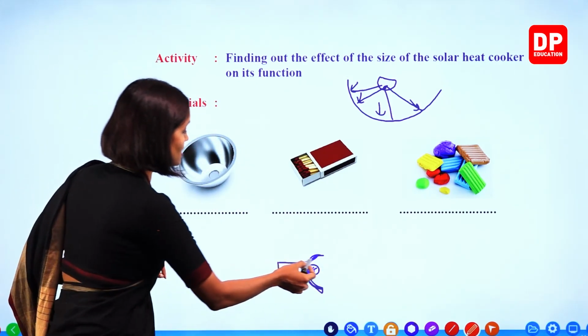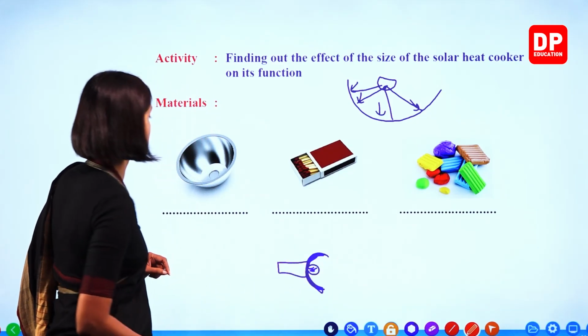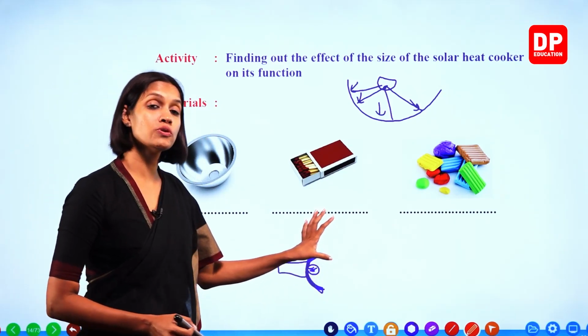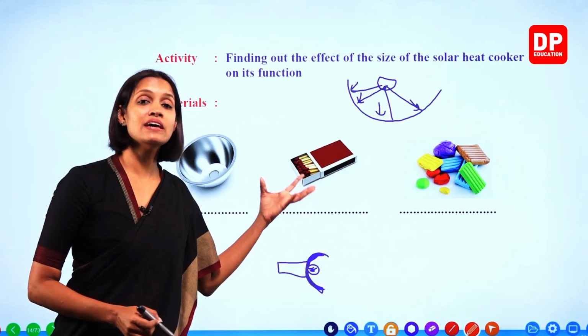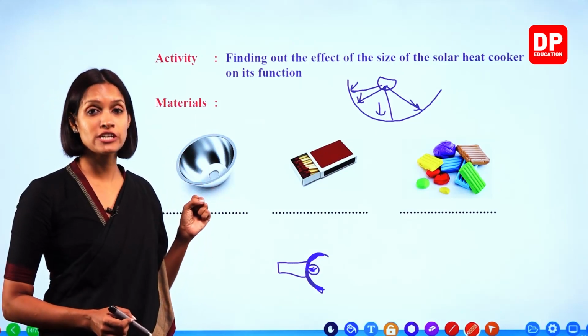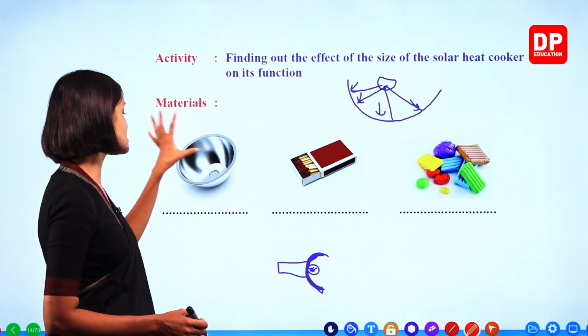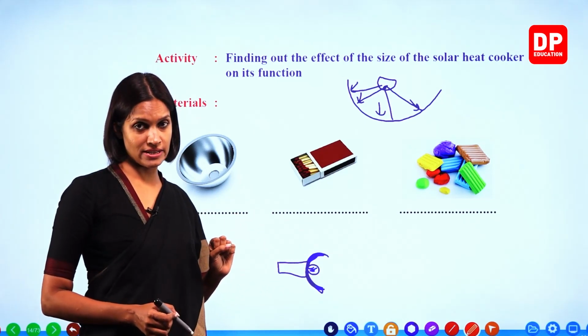Right? So here we are going to use this concave surface or the torch reflector as the solar thermal cooker or solar heat cooker surface.